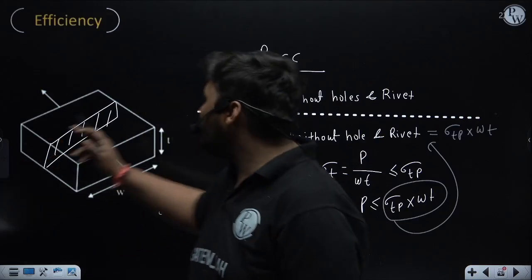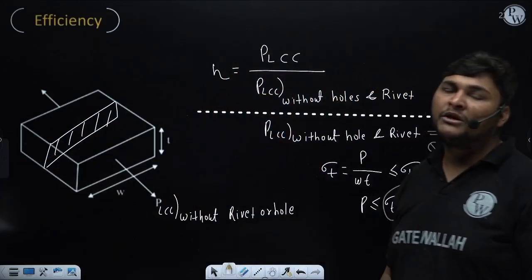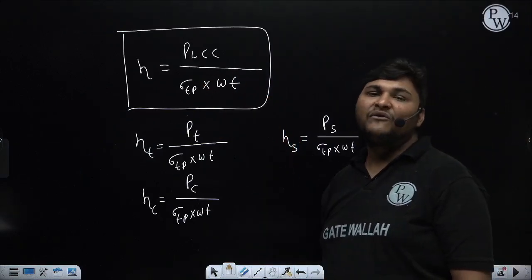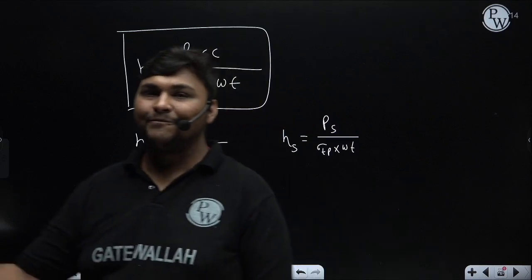And the ratio of actual load carrying capacity to the load carrying capacity without rivet and hole, whose expression is sigma tp into wt, is known as the efficiency of the riveted joint. Okay.